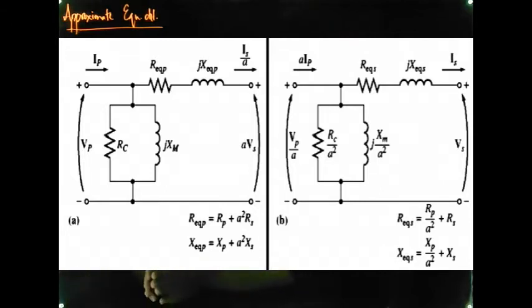That means we can either have it in this fashion or we can have it in this fashion, where in one case the branch has been moved towards the primary terminal. In the other case, the shunt branch has been moved towards the secondary terminal, and the total resistance RP and A square RS form a net resistance, that's R equivalent, and XP plus A square XS form a net equivalent reactance, that is X equivalent.